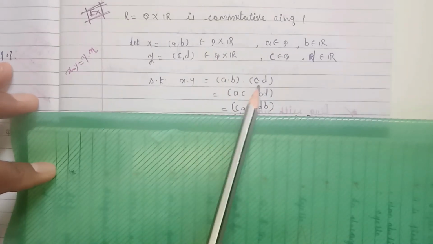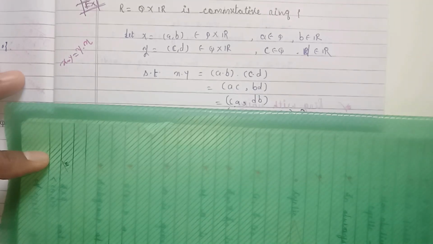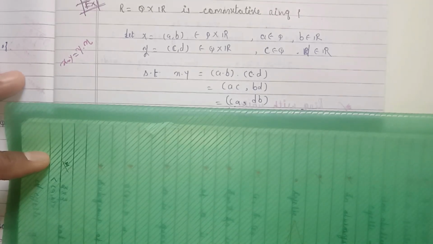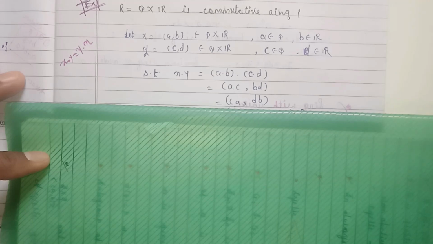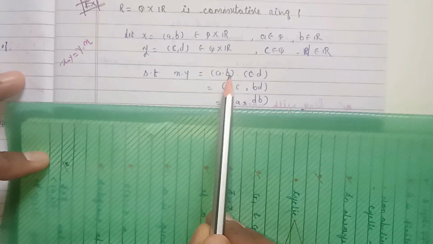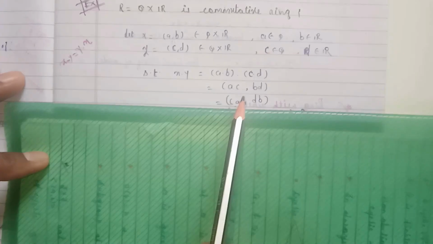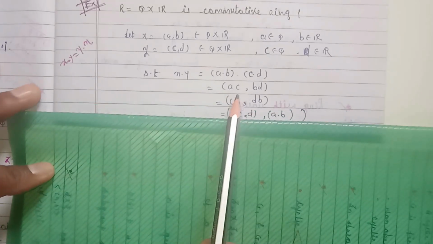Now multiply these ordered pairs. How we multiply ordered pairs, how we add and how we subtract, I already explained in my previous lecture. We have to go through only corresponding elements. So here the first corresponding elements are A with C and B with D. We multiply the first element with the first, so (A dot C, B dot D).